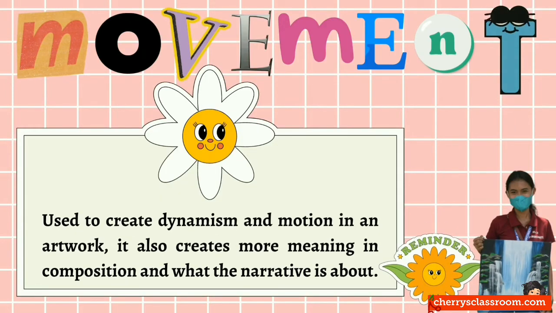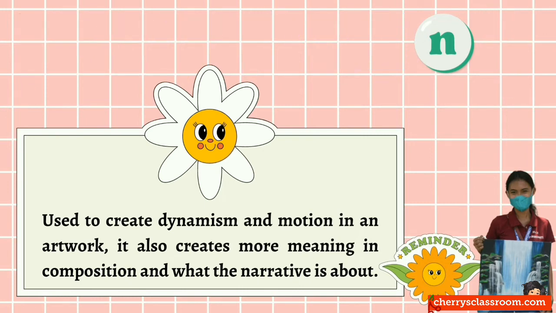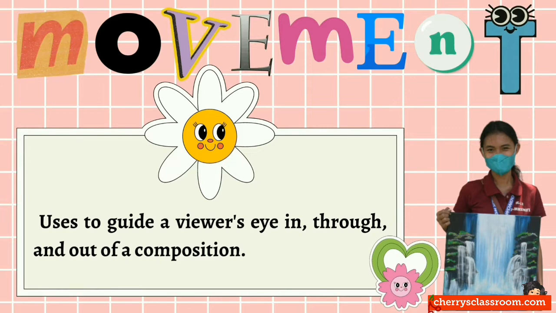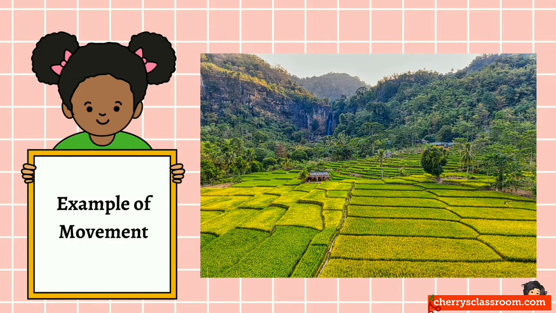Next, we have movement. It is used to create dynamism and motion in an artwork. It also creates more meaning in composition and what the narrative is about. Movement is also used to guide a viewer's eye in, through, and out of a composition. This is an example of movement. Lines are shown in the rice field, and those lines bring your eye to the mountain.